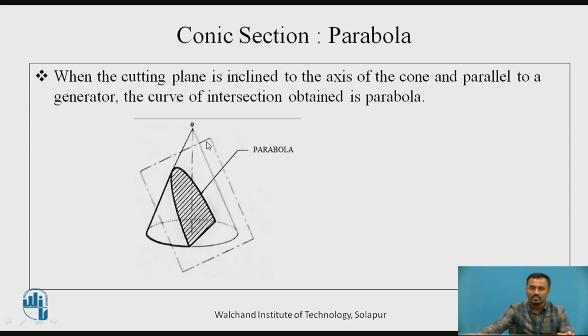Let's figure this out in graphical form. Let's say we have this entire cone, and this is my generator point. The generator point and vertex point are connected with this line, which is called the generator. When the cutting plane is parallel to this generator line, we get a parabola. With this we can easily get a parabolic section with the help of a cone.